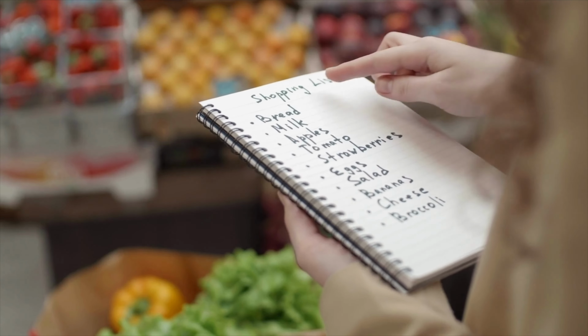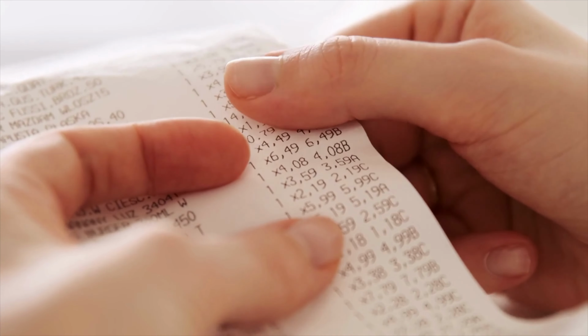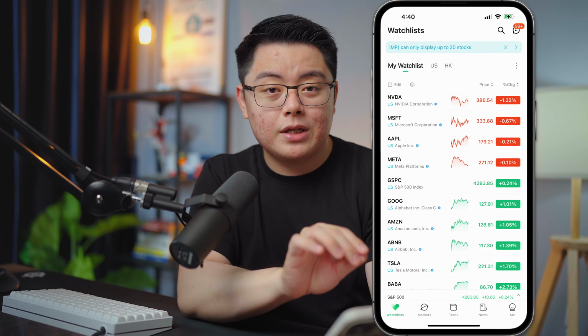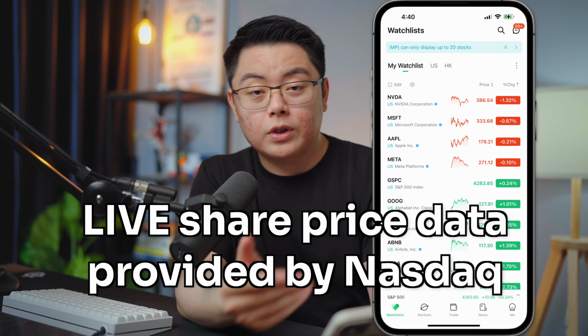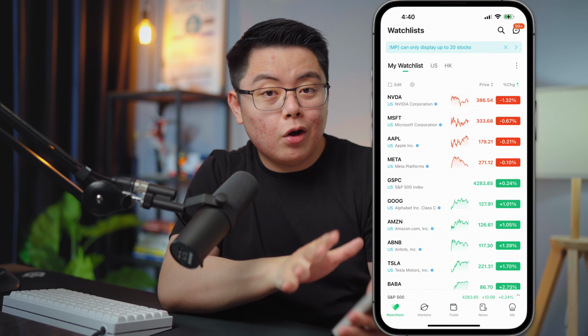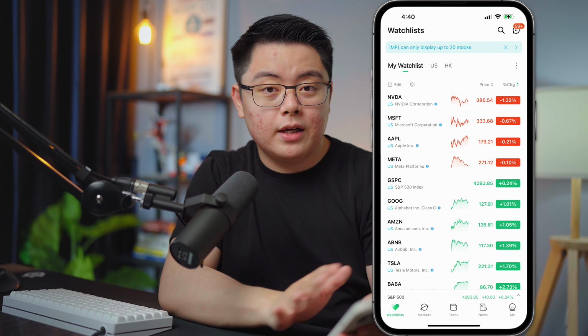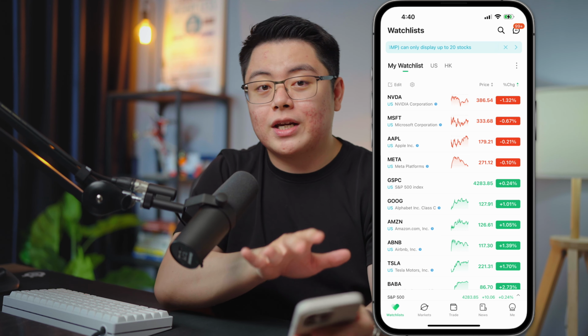You can think of it like your grocery shopping list. These are individual items and their market price is shown to you in real time thanks to the data provided by Nasdaq. They are not your stocks yet since you haven't bought them, right? It is just to show you whatever you are tracking in this page.